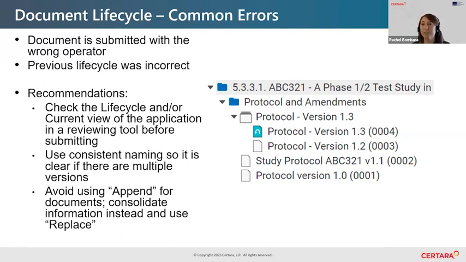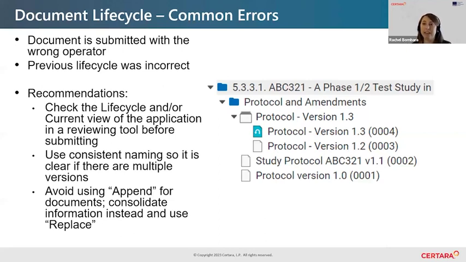Possibly it was supposed to be replaced, but it was submitted as new, and now there's an issue with that life cycling. Or maybe the previous life cycling was incorrect. Maybe someone who previously put the submission together didn't realize that a certain document should have been replaced, or multiple versions were submitted as new when really they should have been replacing along the way.